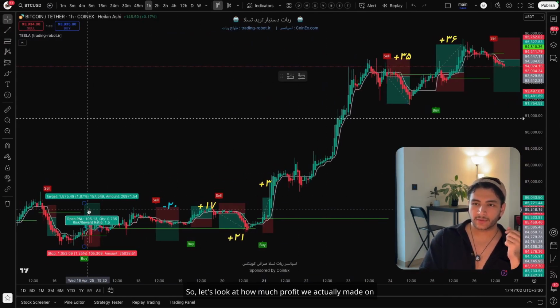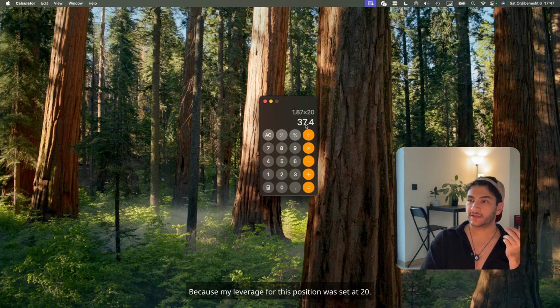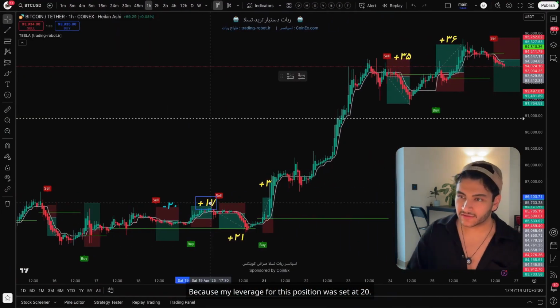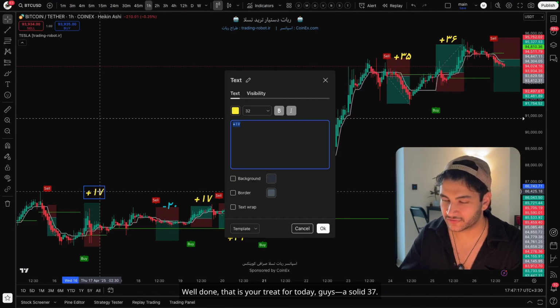So let's look at how much profit we actually made on this trade. It was 1.87% profit. Now we take that 1.87 and multiply it by 20. Why are we multiplying by 20? Because my leverage for this position was set at 20. That makes it 37 and a bit in total. Well done. That is your treat for today, guys.